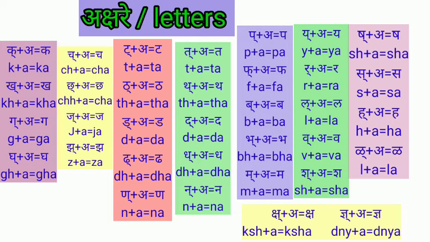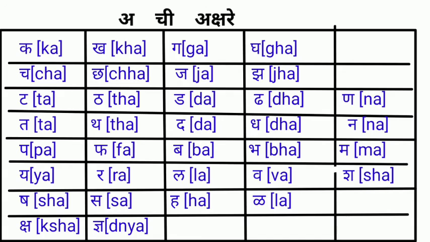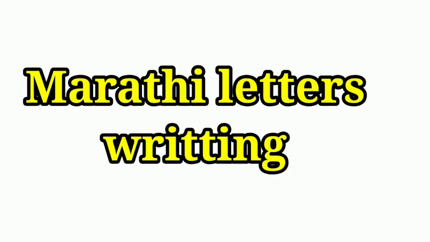We get so many akshare or letters, and all these akshare or Marathi letters are fully complete. That's why there is not any slanting line at the bottom of the alphabet. Here you can see the difference between Marathi consonants and Marathi letters, means Vyanjane and akshare. Here you can observe Marathi and English letters. Now next is how to write Marathi letters.